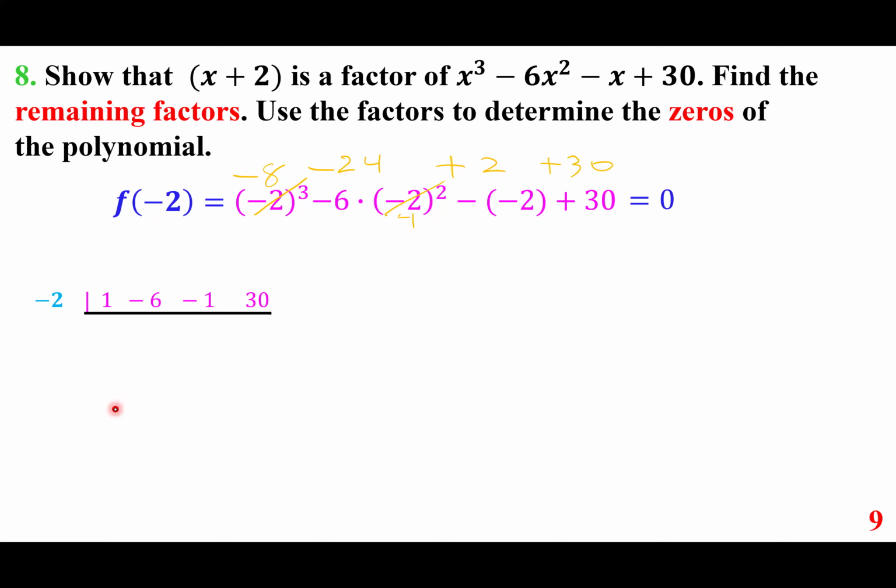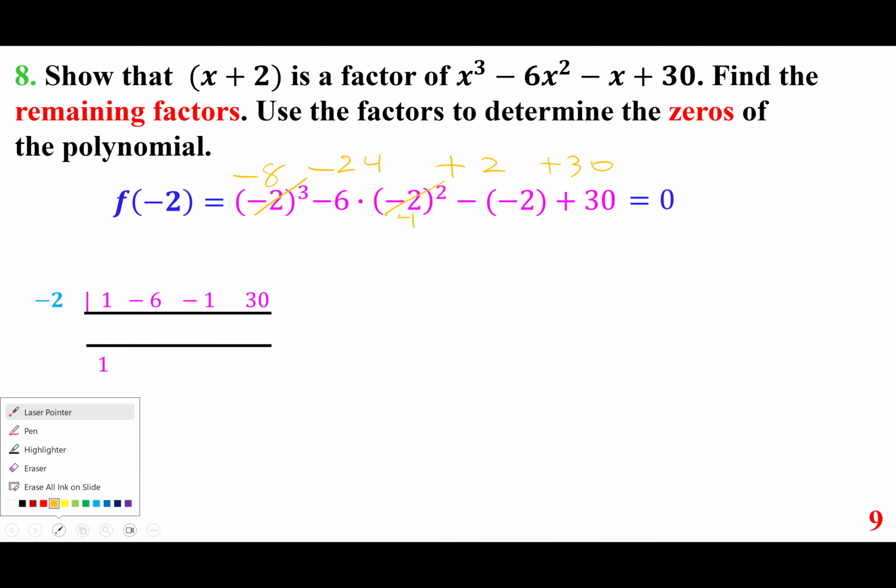So we drop the first number. Then we multiply these two. Let me just write the first one. We multiply by -2, and we get -2. We add them up, we get -8. Multiply by -2 again, we get +16. We add them up, we get +15. Multiply by -2, we get -30. As expected, they do add up to 0.